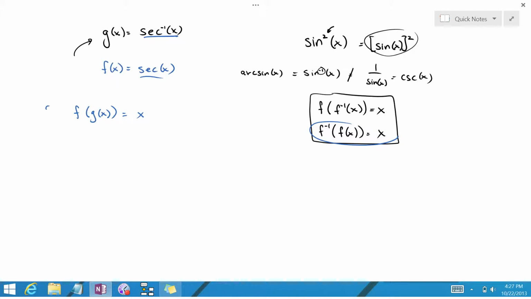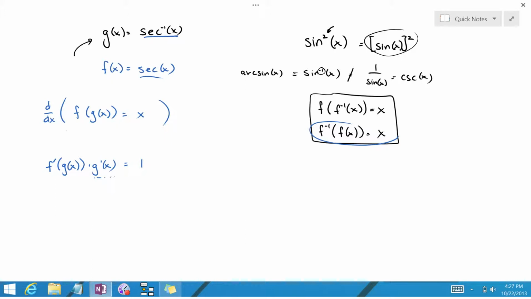Now, take the derivative of both sides. Well, the derivative of the right-hand side is easy. The derivative of x is just 1. What about the derivative of f of g? Well, this is a composition of two functions, so we have to use the chain rule. So that's going to be f prime of g of x times g prime of x. Now, g prime of x is the very thing that I was asked to calculate in the first place.